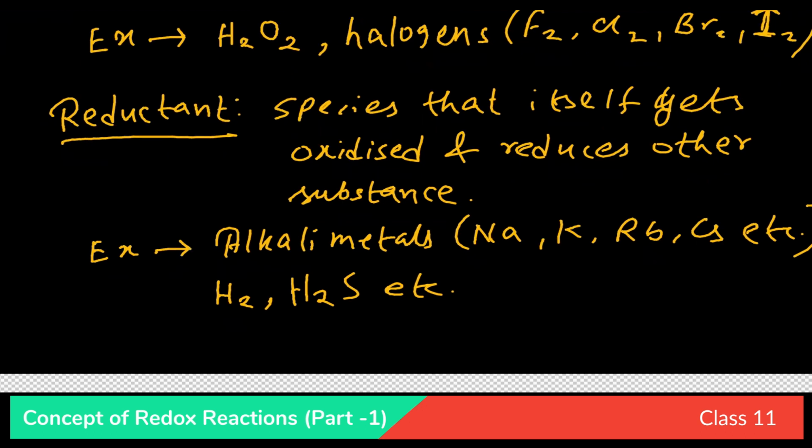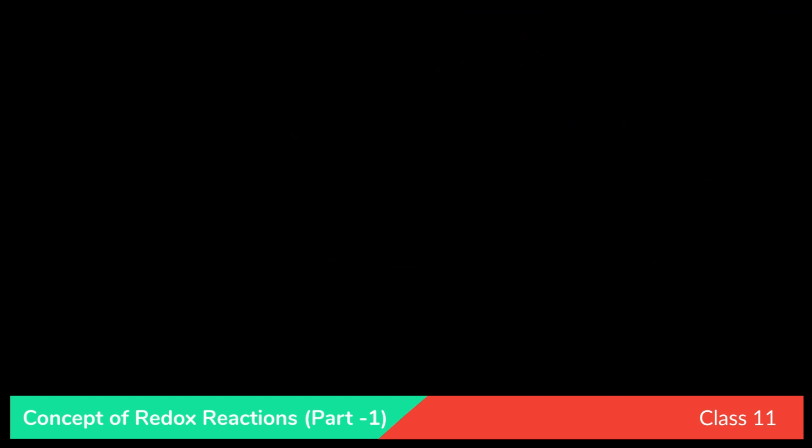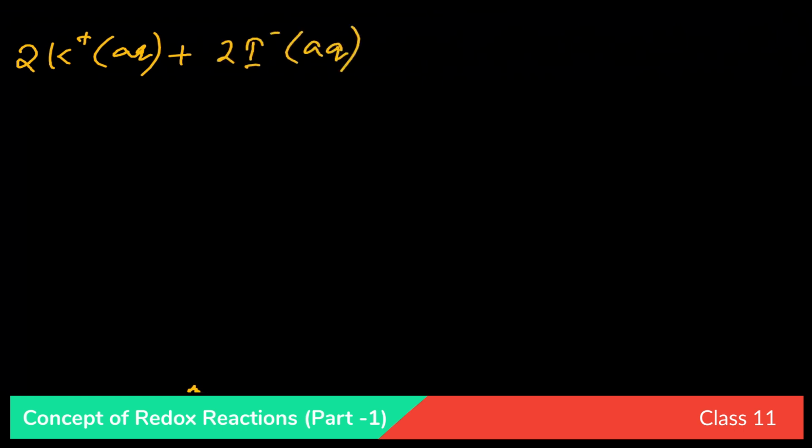Next we will explain this nature of oxidant and reductant with the help of a reaction. I'm first writing a reaction, that is 2K plus (aq), where aq means it is in aqueous state, plus 2I minus (aq), plus Br2 (l).